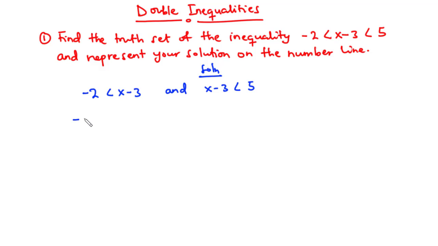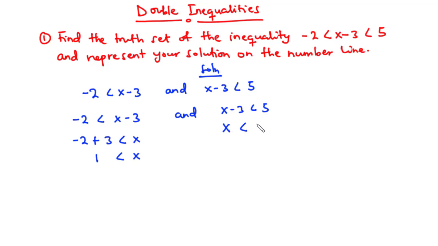We have -2 is less than x minus 3. We are going to transpose -3 to the left hand side. We have -2 plus 3 is less than x, and this gives us 1 is less than x. So we have x is greater than 1. And then for x minus 3 is less than 5, we transpose -3 to the right hand side. We have x is less than 5 plus 3. We have x is less than 8.